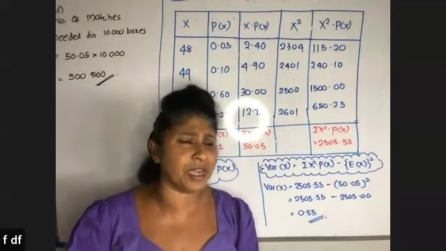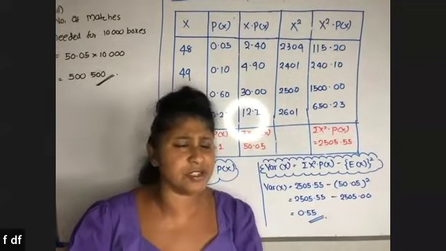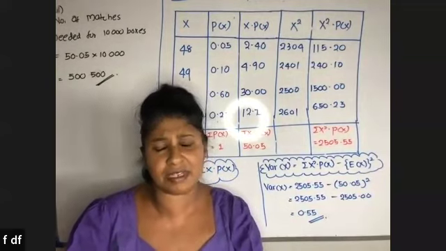Find the coefficient of variation. You may not remember this one. Coefficient of variation is level 3.